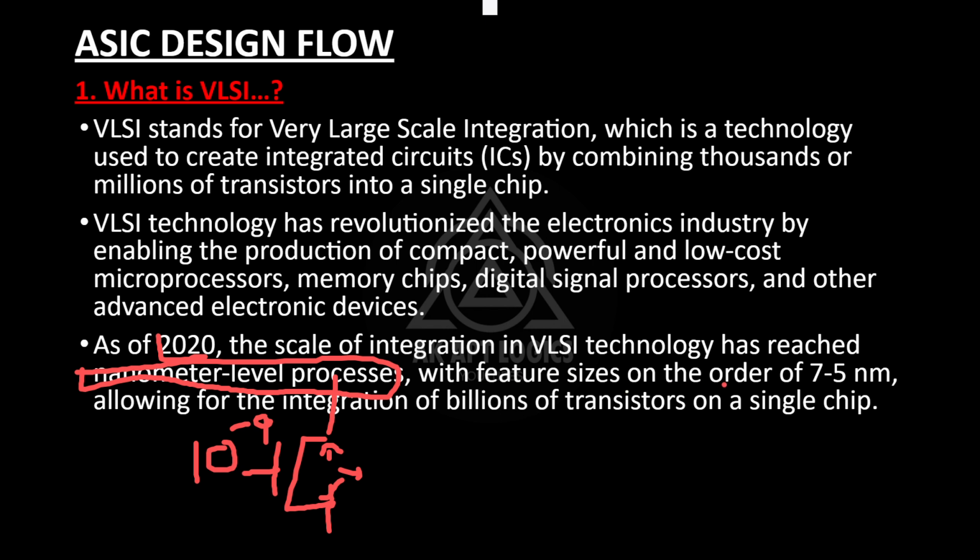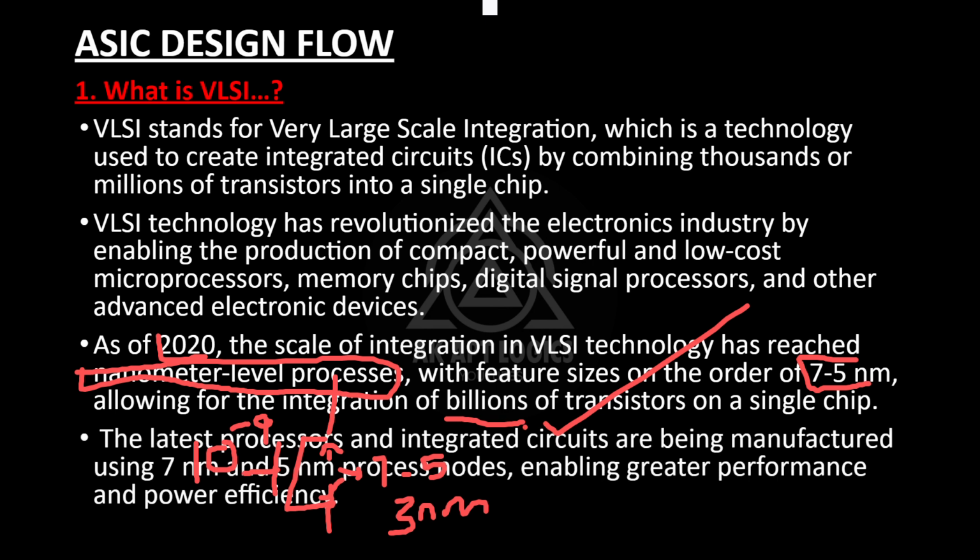Okay, with feature size of order 7 to 5 nanometers. What does 7 to 5 nanometers mean? The distance between drain and source is maybe 7 to 5 nanometers at the time of 2020. Now at present the size is 3 nanometers, allowing for the integration of billions of transistors on a single chip. Previously we wanted to integrate millions of transistors. Now we are going to integrate billions of transistors.